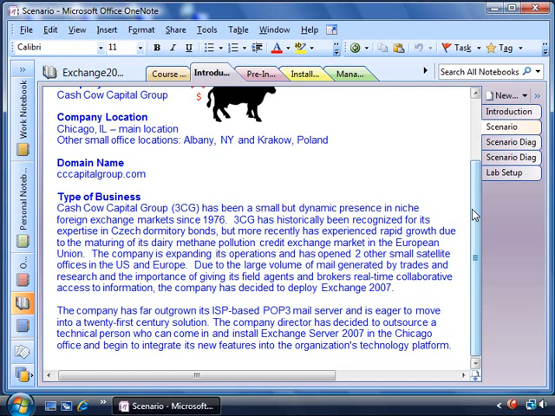The company directors decided to outsource the expansion to a technical consultant who can come in and install Exchange 2007 in their Chicago office and begin giving them the features that they need to handle both the email volume, compliance issues, and more options with remote access.